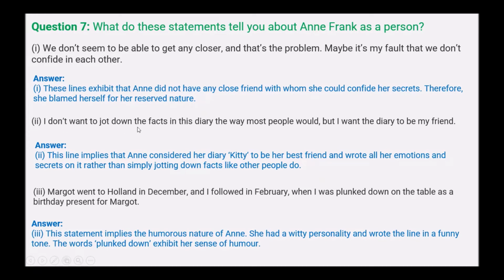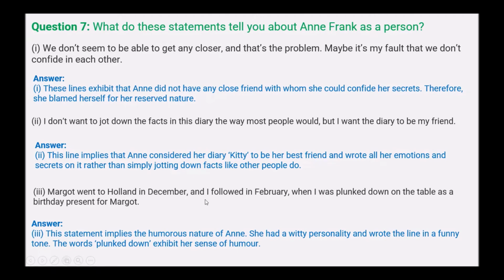"I don't want to jot down the facts in this diary the way most people would, but I want the diary to be my friend." This line implies that Annie considered her diary, Kitty, to be her best friend and wrote all her emotions and secrets on it rather than simply jotting down facts like other people do.